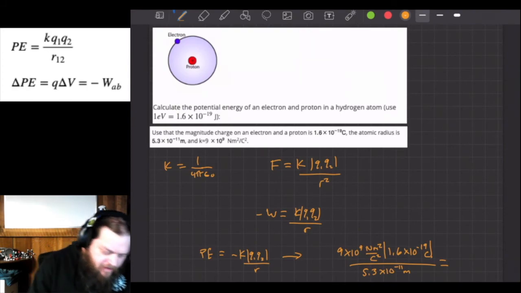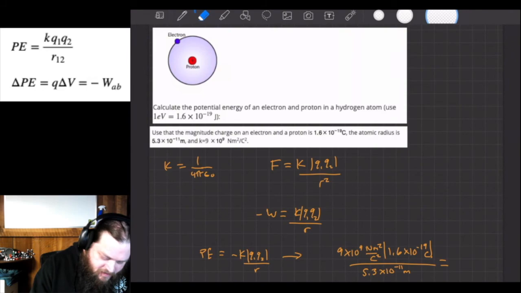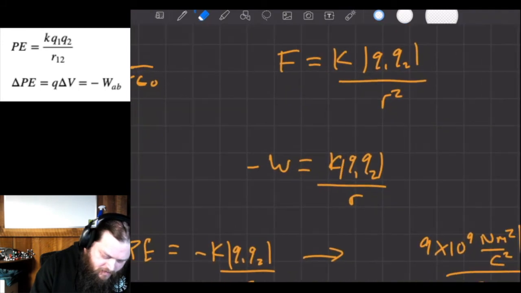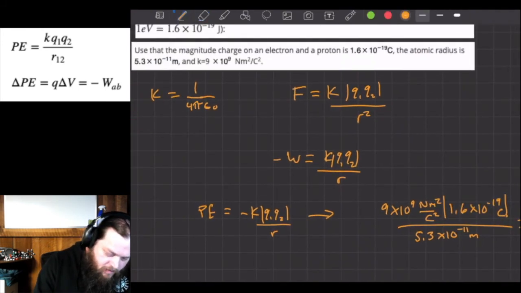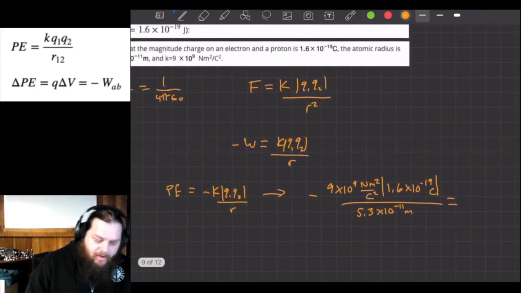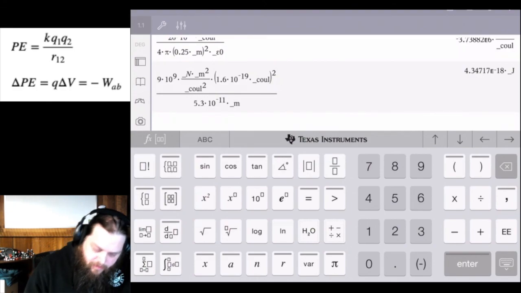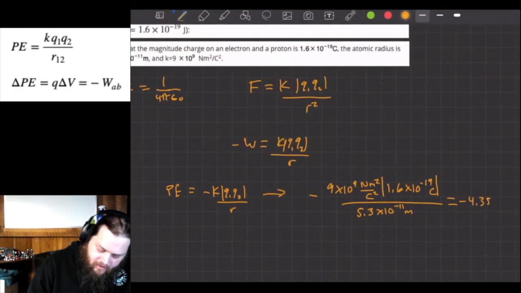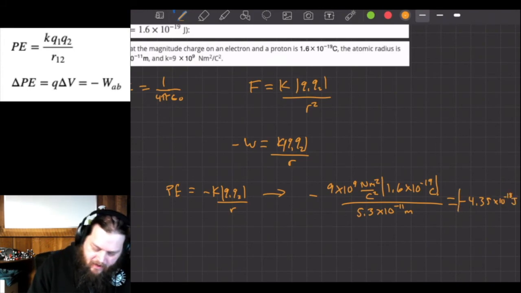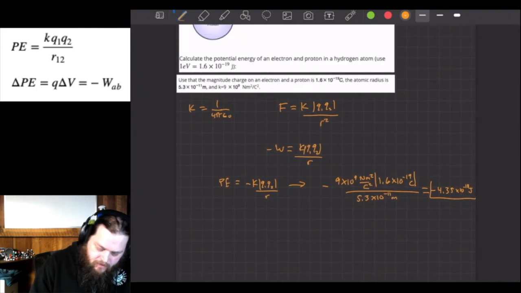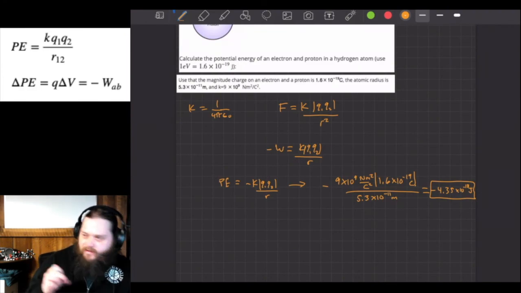And I might have to backtrack on something I said. I think the force is always going to be an absolute value, but the work is not in this case. Oh, we're just taking the negative of the work. So yeah, I left out my negative sign. That makes me feel better. So it's negative 4.35 times 10 to the negative 18 joules. So that's going to be the amount of potential energy there is between those two.